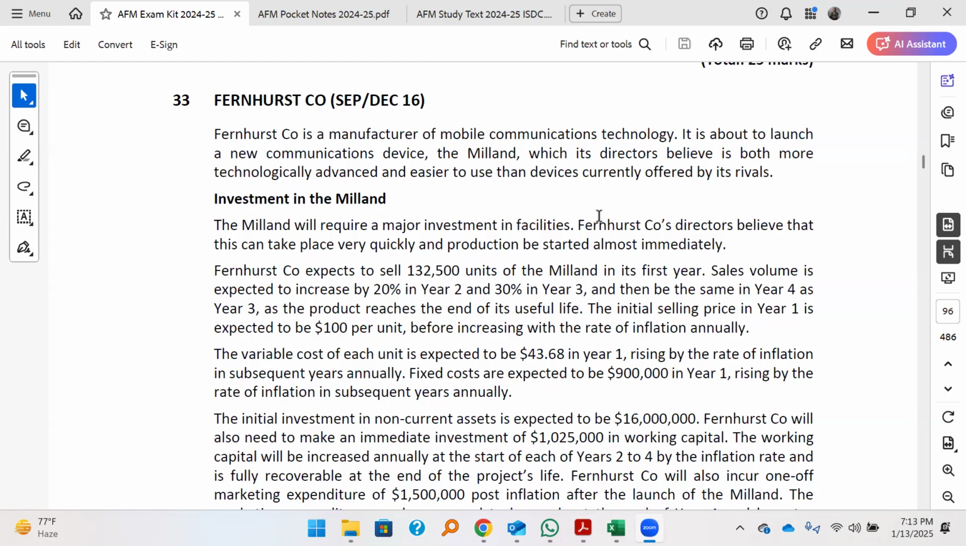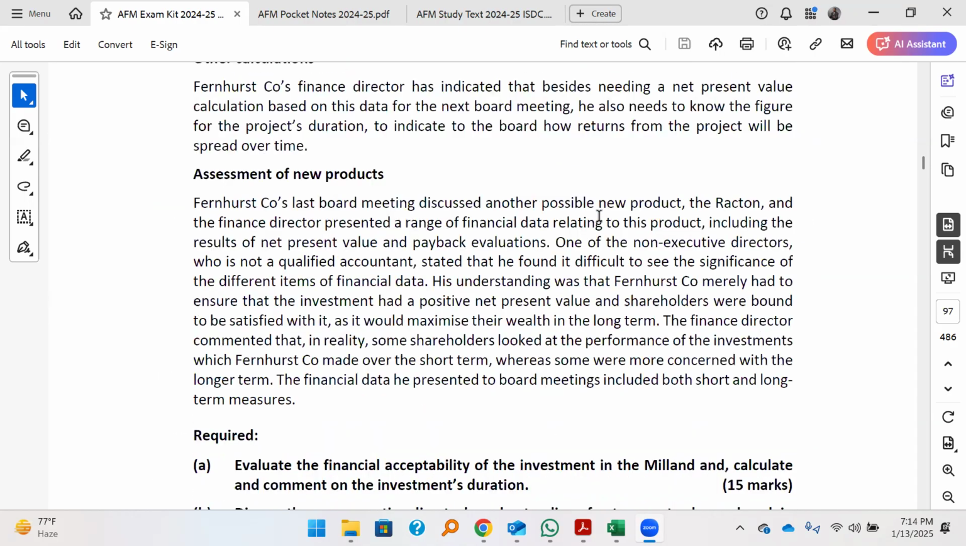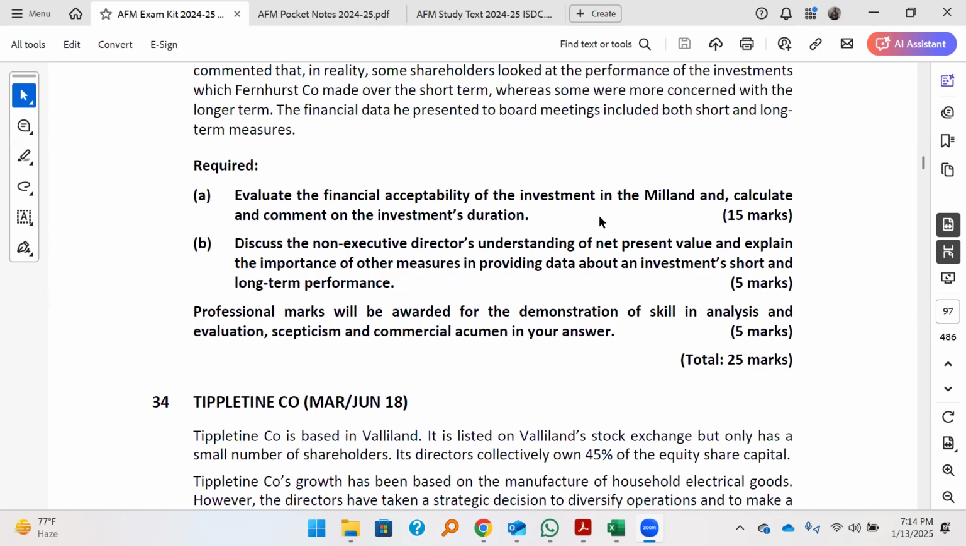So, for example, one of the things that you need to realize is that when you have a question like this, as opposed to first looking at the scenario, you do need to first go and look at the required before you can come back and look at the scenario itself. So if we do that and we go to the required, we see that we have been given a question of 25 marks. So this is a section B question.